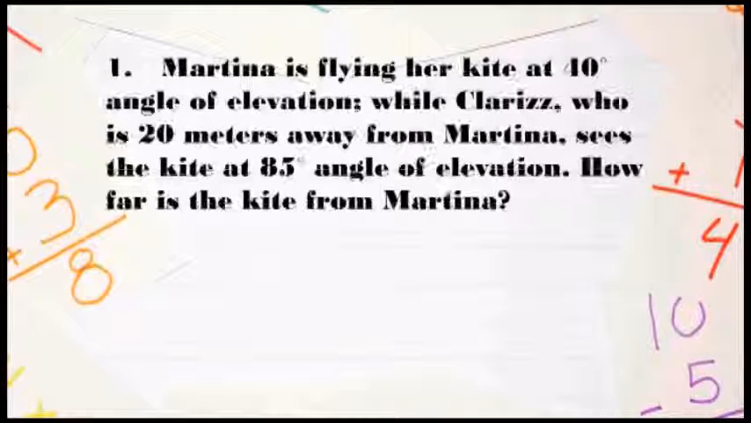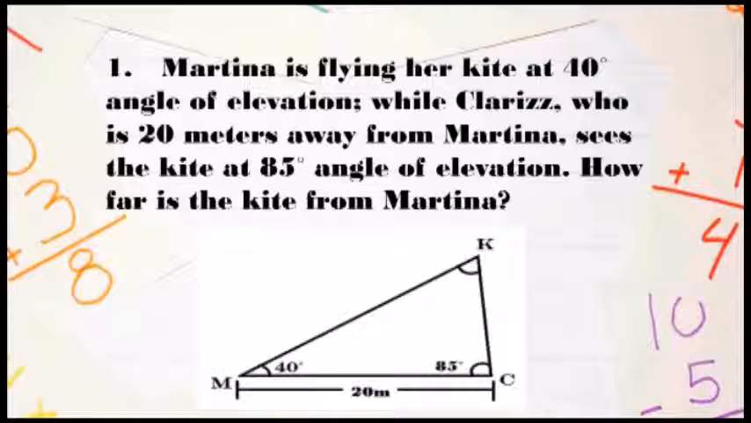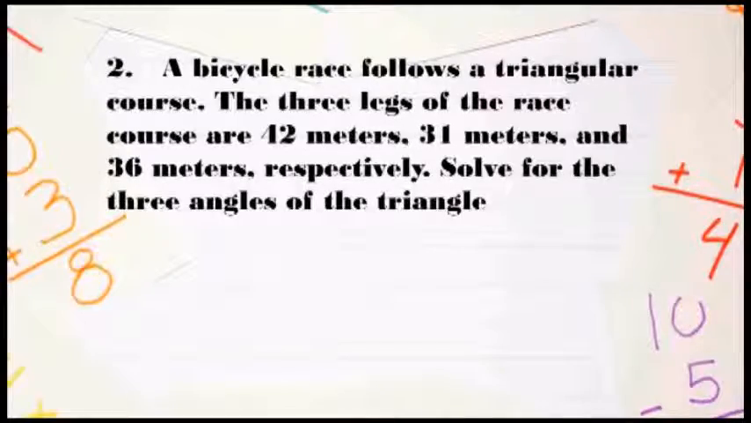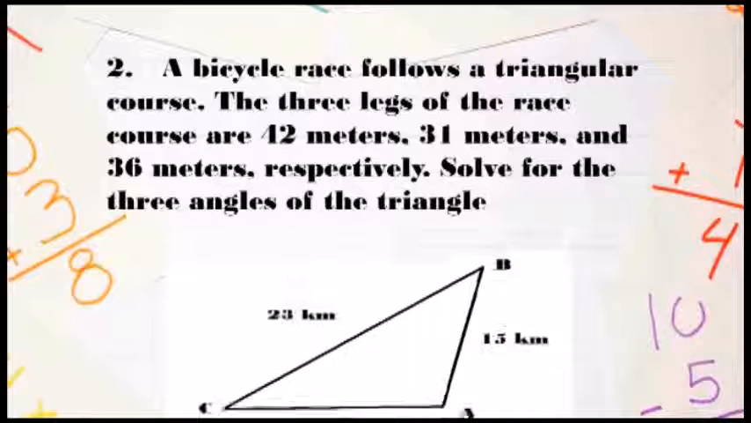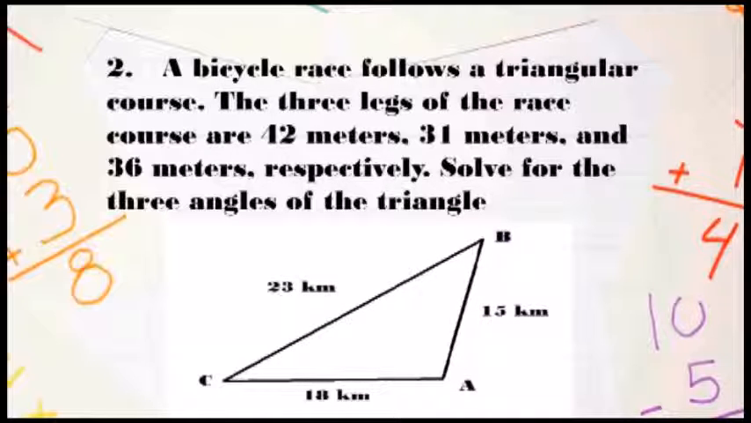First problem. Martina is flying her kite at a 40-degree angle of elevation, while Clarice, who is 20 meters away from Martina, sees the kite at an 85-degree angle of elevation. How far is the kite from Martina? Pause the video. Question number 2. A bicycle race follows a triangular course. The three legs of the race course are 42 meters, 31 meters, and 36 meters respectively. Solve for the three angles of the triangle. Pause the video.